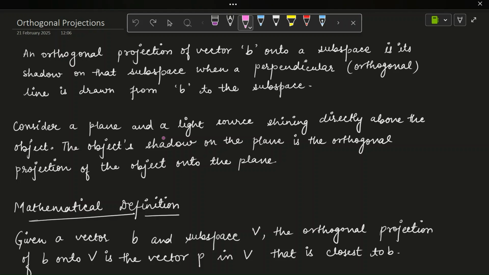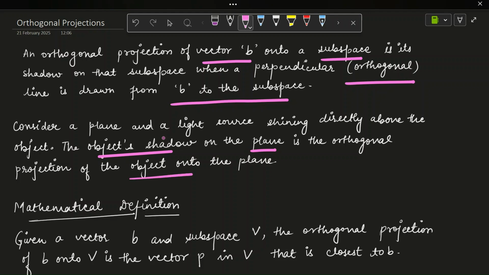An orthogonal projection of vector B onto a subspace is its shadow onto that subspace when a perpendicular, or orthogonal, line is drawn from B to the subspace. For better understanding, consider a plane and a light source shining directly above the object. The object's shadow on the plane is the orthogonal projection of the object onto the plane.